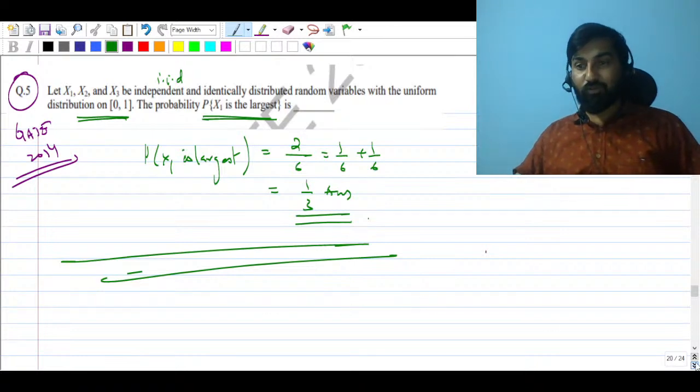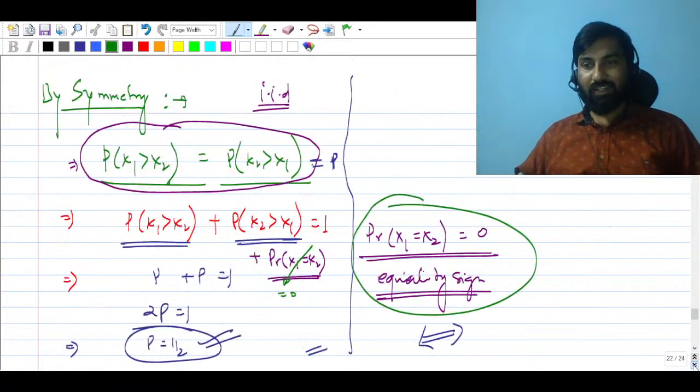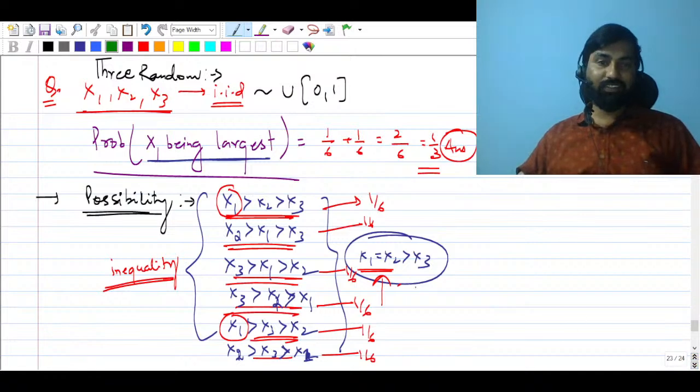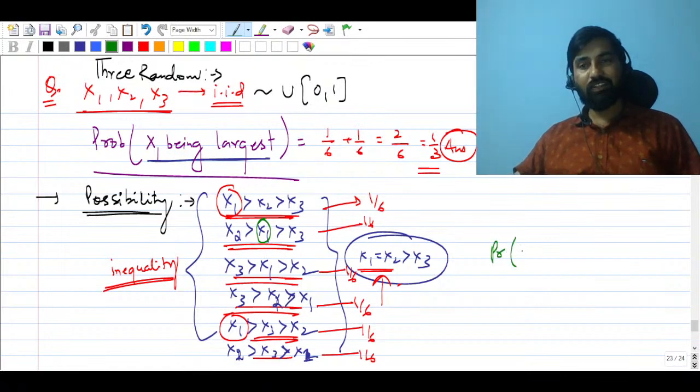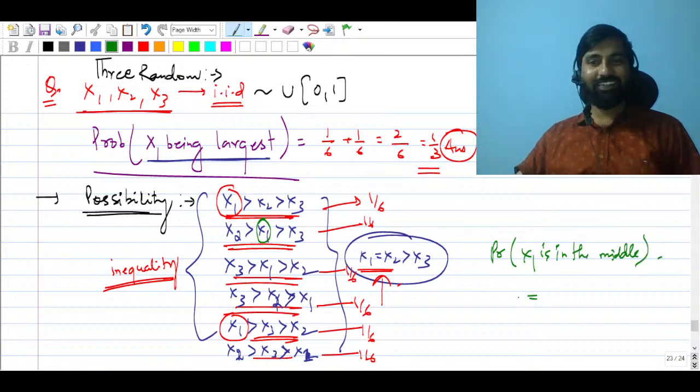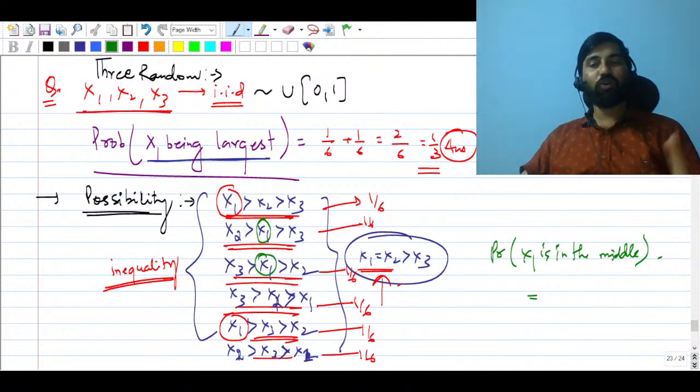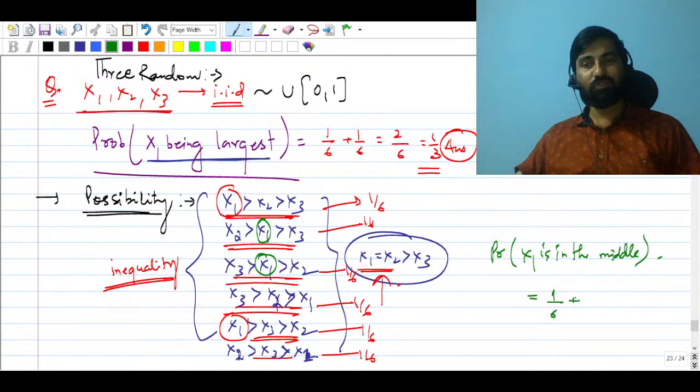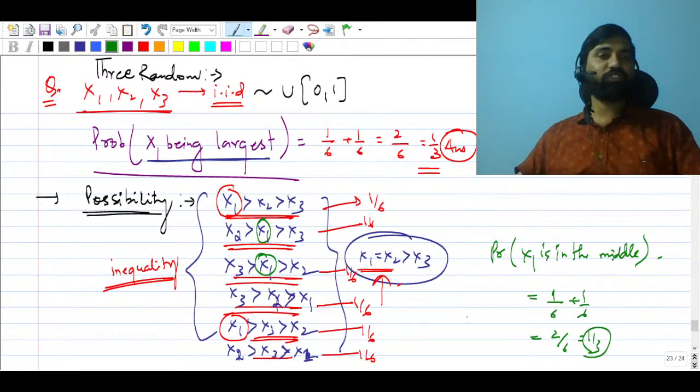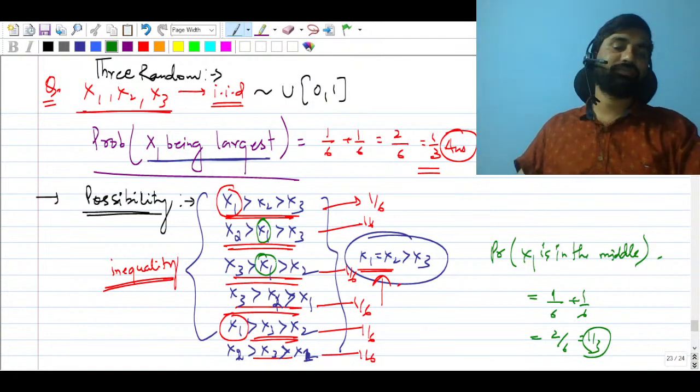They might ask one more question from this: what is the probability that x1 is in the middle? You can see x1 is in the middle only two times. Only two possibilities are there. So again 1 by 6 plus 1 by 6, that is 2 by 6, which is 1 by 3. Whatever you ask, the answer will be 1 by 3 only.